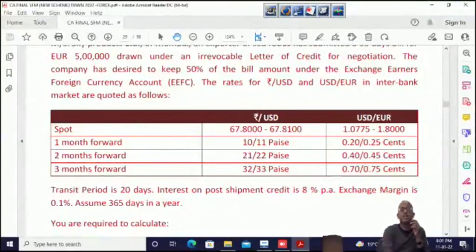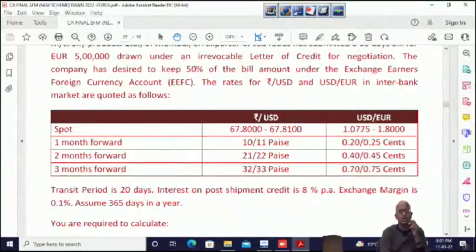It is actually stupidity that we have a transit period with the usance bill, because the 60 days already incorporates the 20 days. The 60 days incorporates the 20 days. So there is too much stupidity in the question and in the solution, which actually defies all practicality.